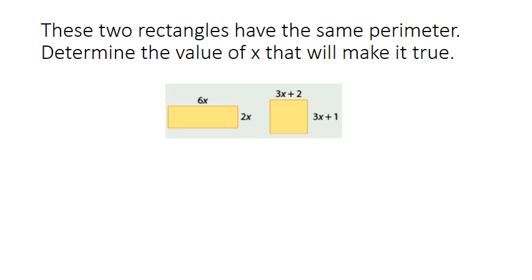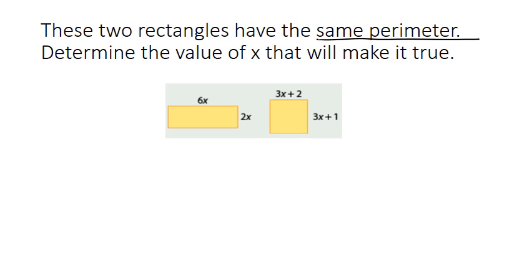This is another question with a similar style to it. These two rectangles have the same perimeter. Determine the value of x that will make it true. So what I'm going to do for this question is I'm going to set you up, but I'm not going to solve it for you. We'll go over other examples of how to solve these, and then you can come back to this one and see if you can solve it on your own.